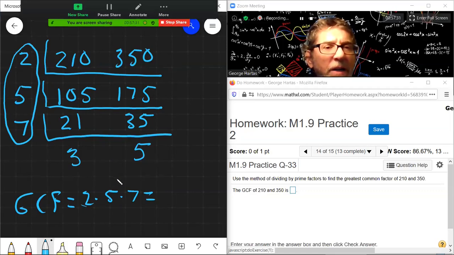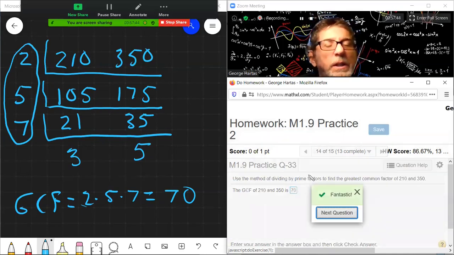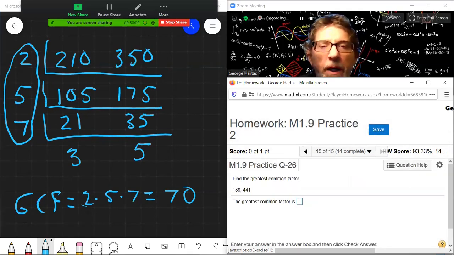2 times 5 is 10. 10 times 7 is 70. So 70 appears to be the greatest common factor. All right, so this division by primes, again, it's good to know. You don't have to use it, but it could be as effective as using the factor tree. It's your choice. Okay, we have one more, and it doesn't specify which technique.